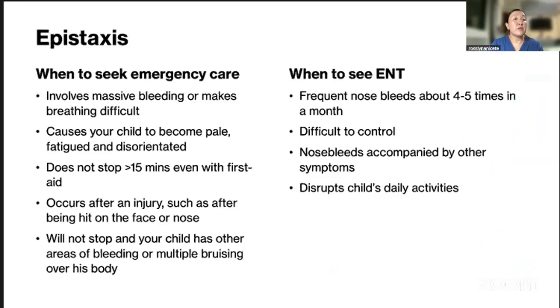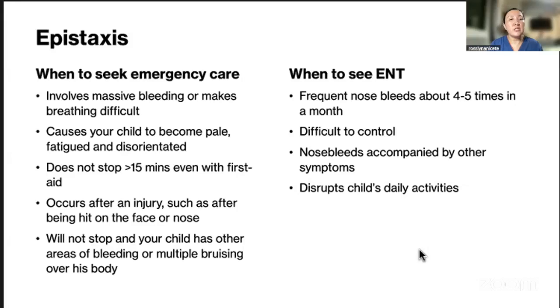So when to seek emergency care when you have epistaxis or nose bleeding? When it involves massive bleeding or makes breathing difficult, it causes your child to become pale, fatigued, and disoriented. The bleeding does not stop for more than 15 minutes, even with proper first aid technique. And it occurs after an injury, such as after being hit on the face or the nose. It will not stop, and your child has other areas of bleeding or multiple bruising over his body.